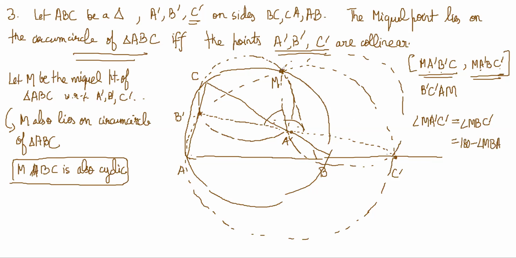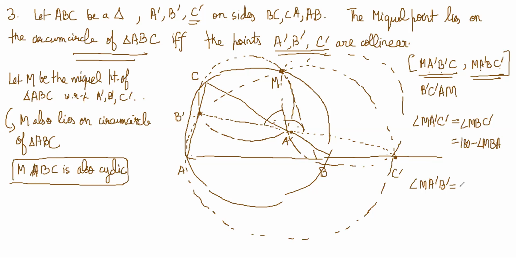Okay, so we have got some sense of M A dash C dash. Let's also write M A dash B dash. Angle M A dash B dash will be equal to M B dash C. No, M B dash C doesn't, right?